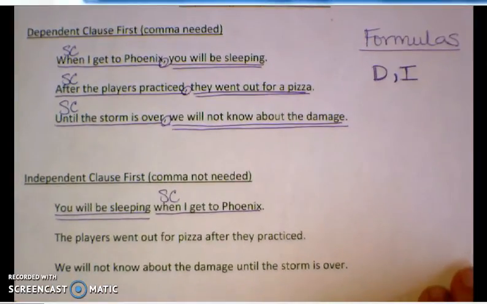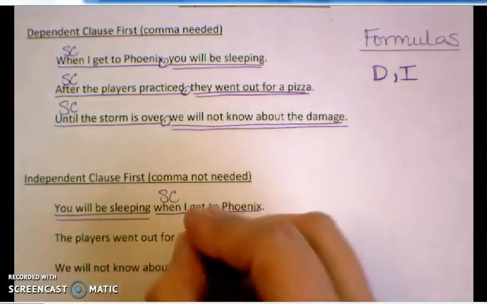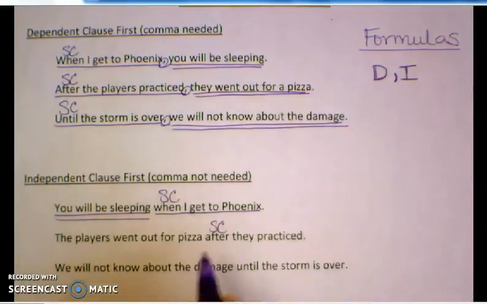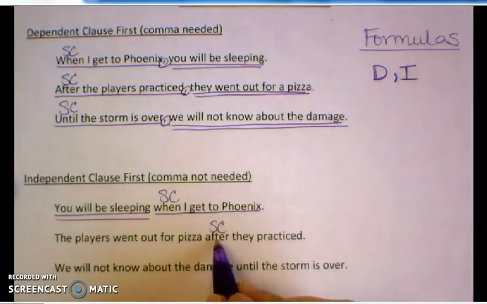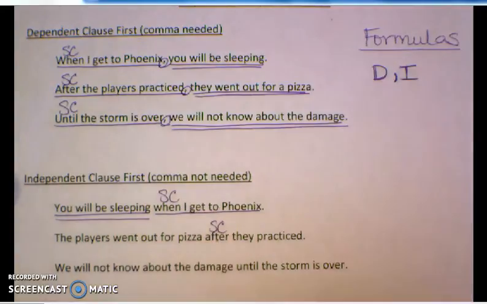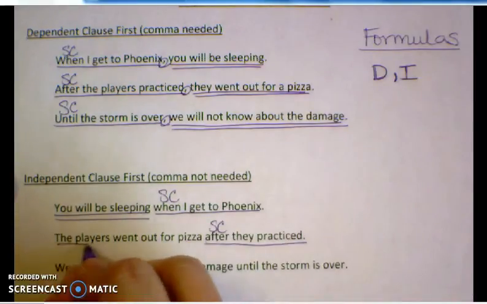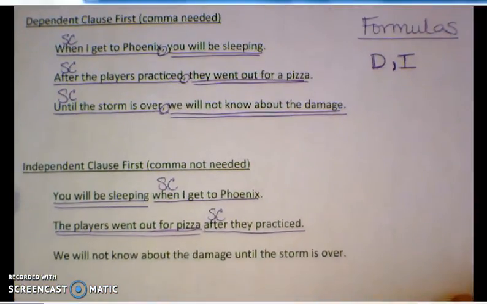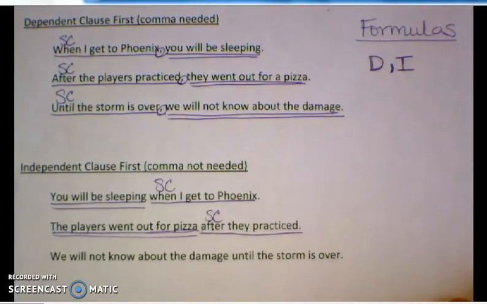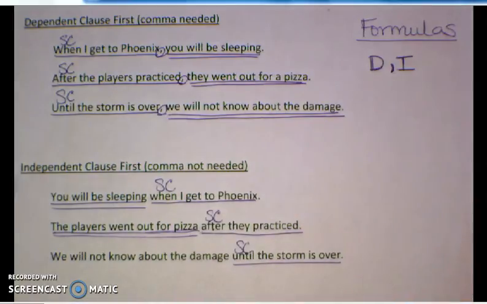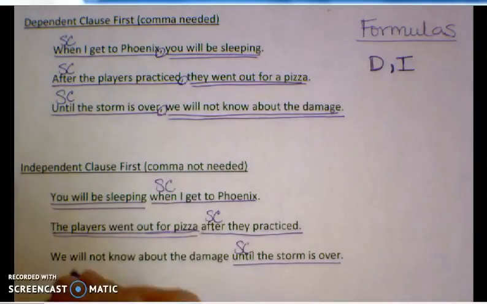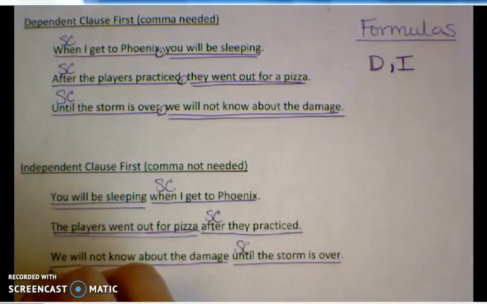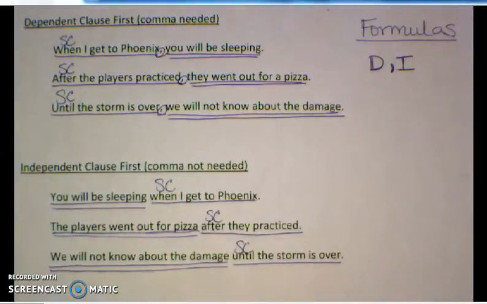The players went out for pizza after they practiced. After is the subordinating conjunction, and remember the subordinating conjunction is always the first word of the dependent clause. So after they practiced is the dependent clause. The players went out for pizza is the independent clause. We will not know about the damage until the storm is over. The subordinating conjunction is until, which makes until the storm is over the dependent clause. And the beginning, we will not know about the damage, is the independent clause of this complex sentence.